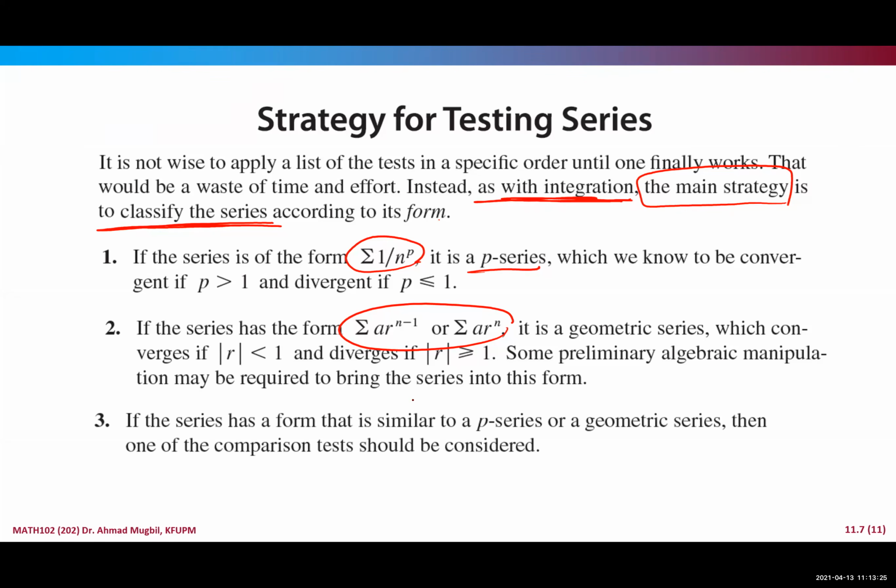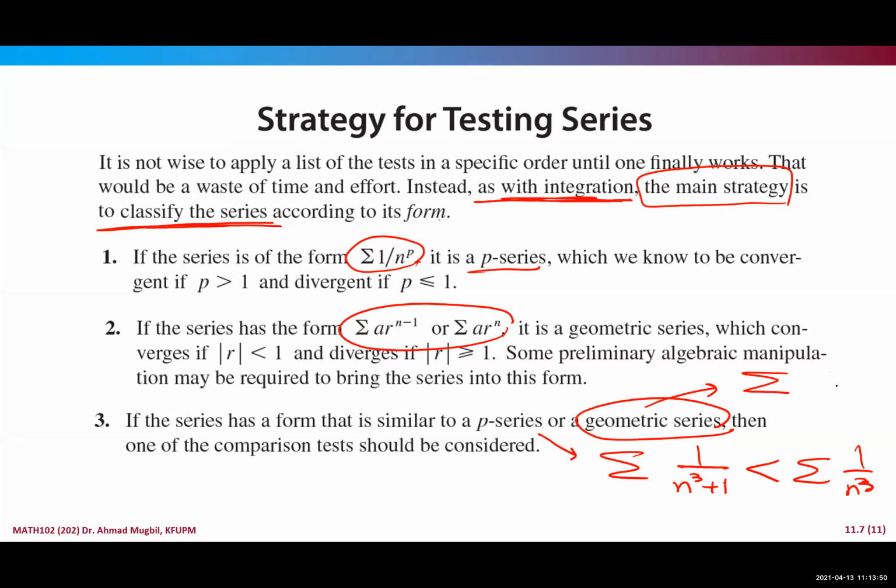If the series is similar to a P series, not exactly a P series or a geometric series, like, for example, this one. This is not a geometric series, this is not a P series, but it is similar to a P series. It will be less than this one, so you can compare it with a P series. Similarly for a geometric series, for example, 1 plus 2 to the power n. This is not a geometric series, but you can compare it to this geometric series.